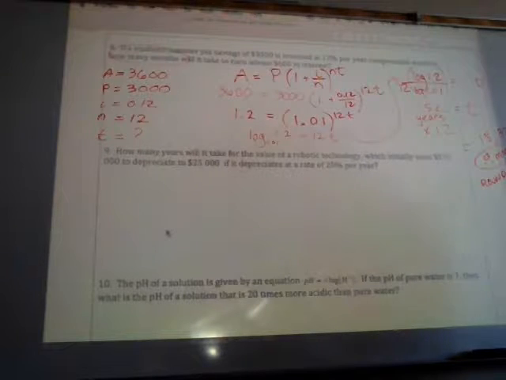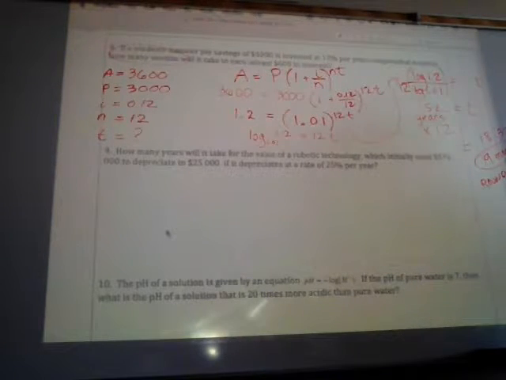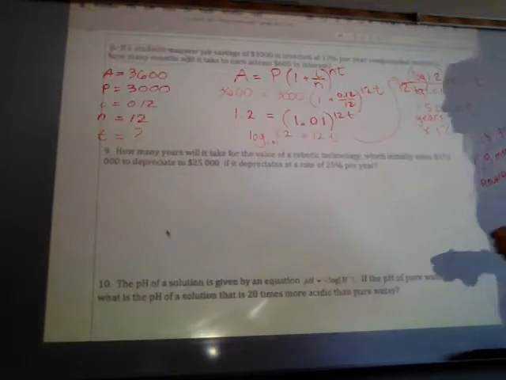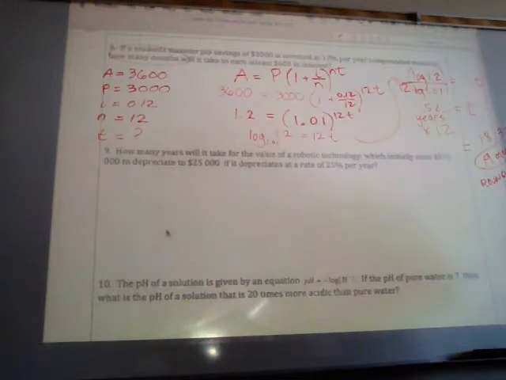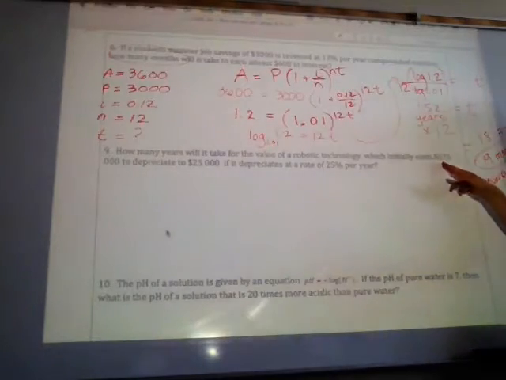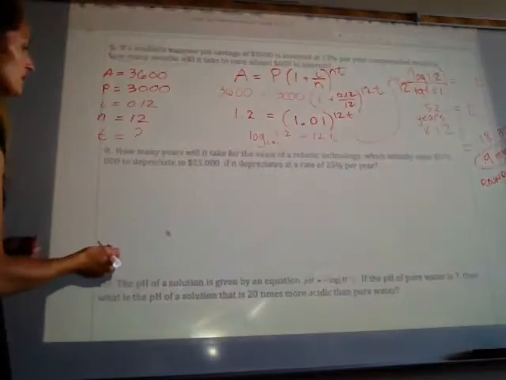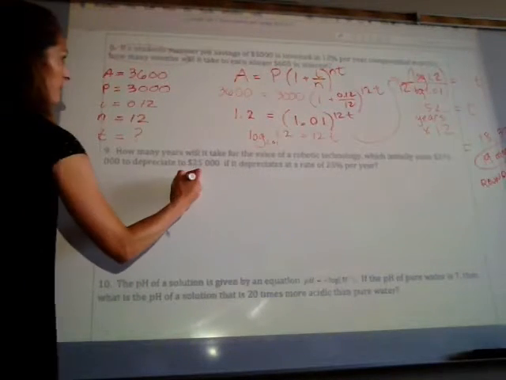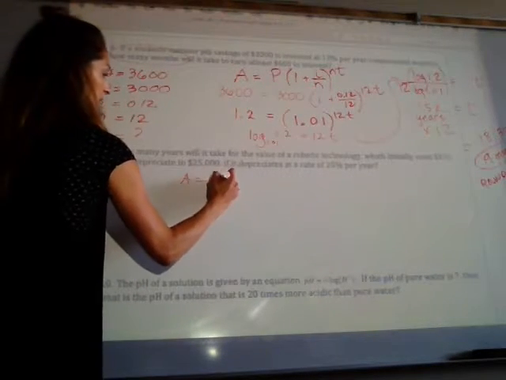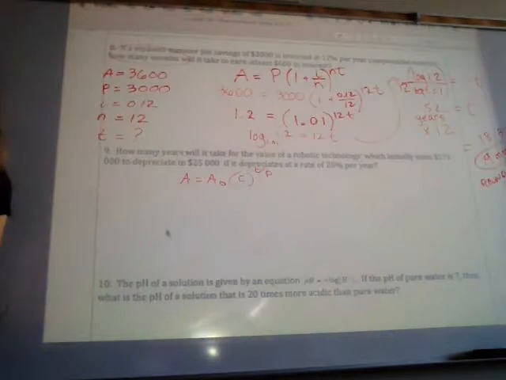How many years will it take for the value of a robotic technology, which initially cost $575,000, to depreciate to $25,000 if it depreciates at a rate of 25% per year? Sorry, this was cut off a little bit. 575,000, 3 zeros are over here. So let's write out what we know. It's a depreciation question, so I'm going to use this formula.